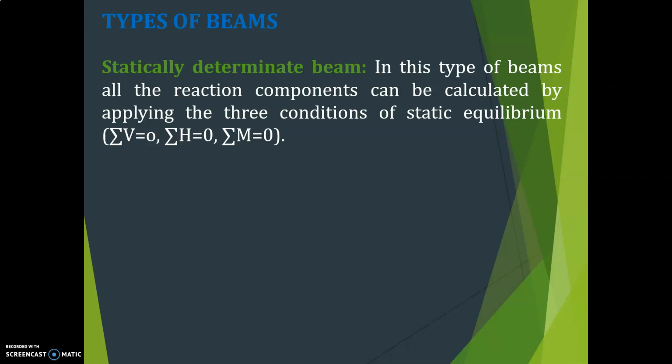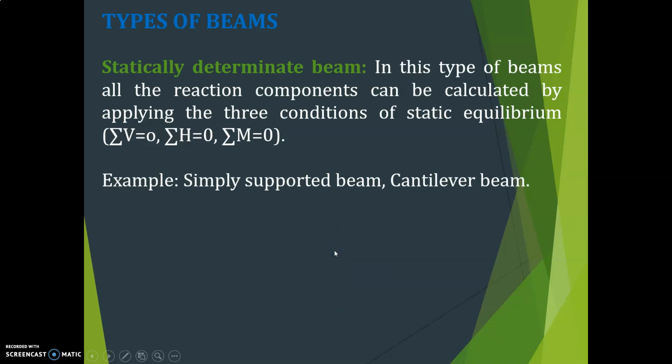What are those conditions of equilibrium? Summation of vertical forces equal to 0, means the algebraic sum of all the vertical forces is equal to 0. Then summation of horizontal forces equal to 0, means the algebraic sum of all the horizontal forces is equal to 0. Then sigma M equal to 0, that is the summation of all the moments is equal to 0. If you are able to calculate the reaction components using only the conditions of equilibrium, then you can say it is a statically determinate beam.